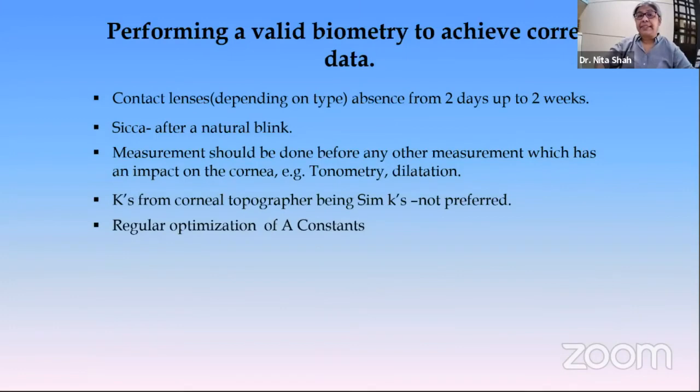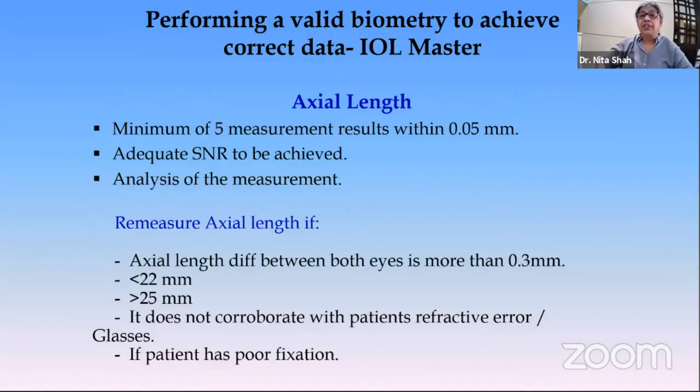This is absolute basic, but I still felt I should mention that we see that the patient is off contact lens. We take a measurement after a natural blink. Measurements are done on a day when there is no digital tonometry, etc. being done, or we don't touch the cornea for a pachymetry or anything. Even if we have other topographers, we don't use those Ks, and our A constants need to be optimized regularly.